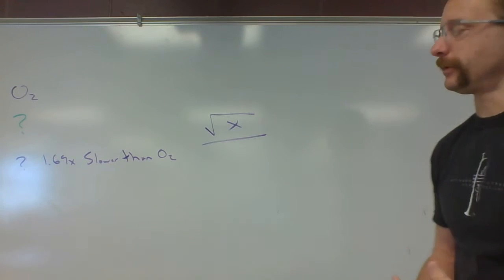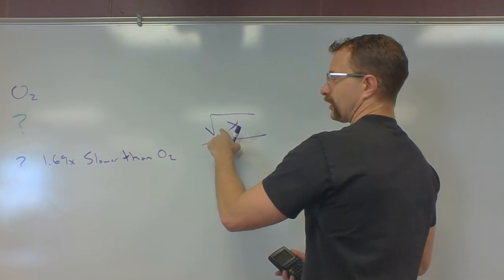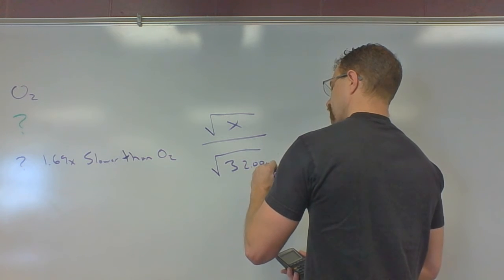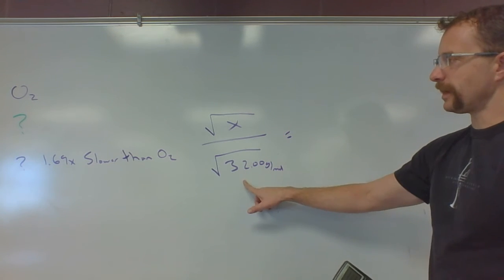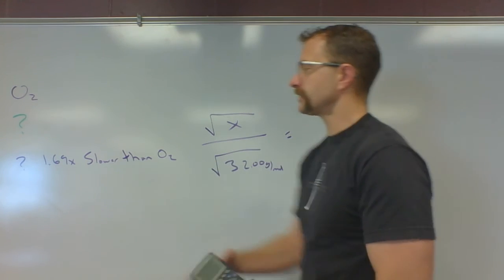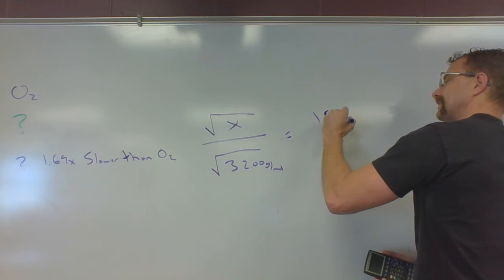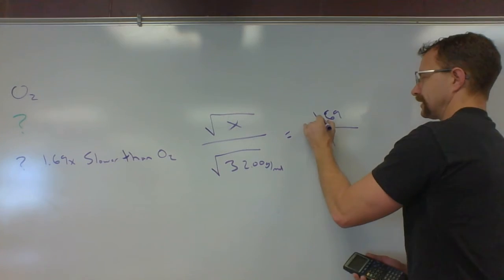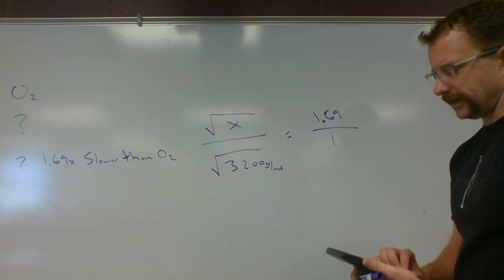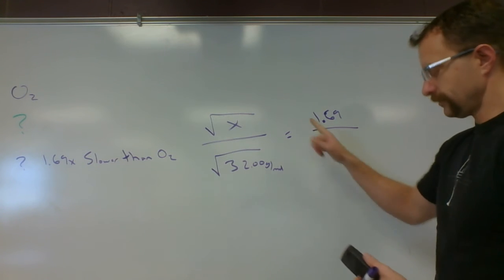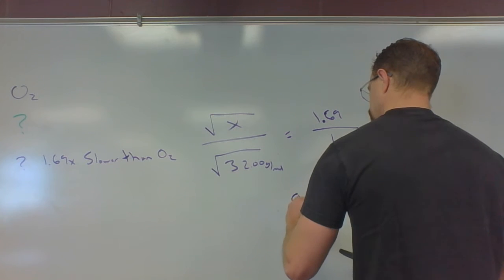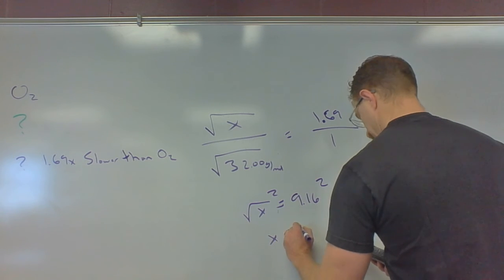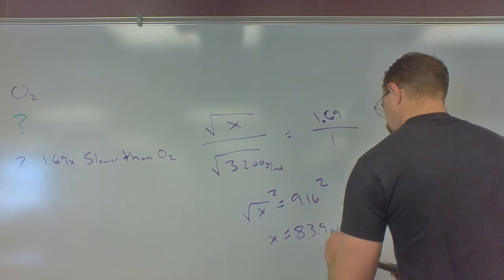I'm putting the problem together and making it easy for me to solve, right? If what I want is the molar mass of my unknown gas, I'll put that on top. I'll put the square root of oxygen on bottom, which means over here, if oxygen was on bottom, oxygen needs to be on top. This gas was slower than oxygen, so that means oxygen's faster. So that's 1.69 for oxygen's speed and 1 for this other gas's speed. So it's going to give us the square root of 32 times 1.69, which is 9.16, equals the square root of x. We square both sides, and x is 83.9 grams per mole.